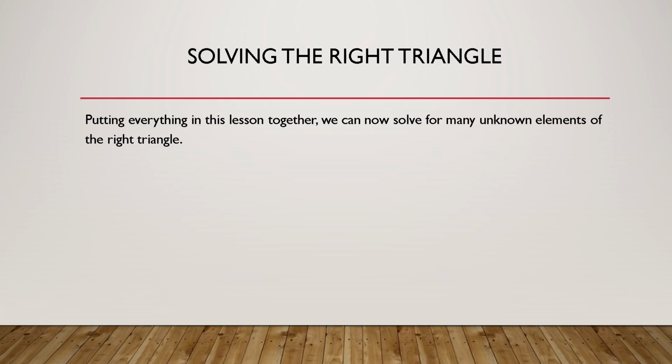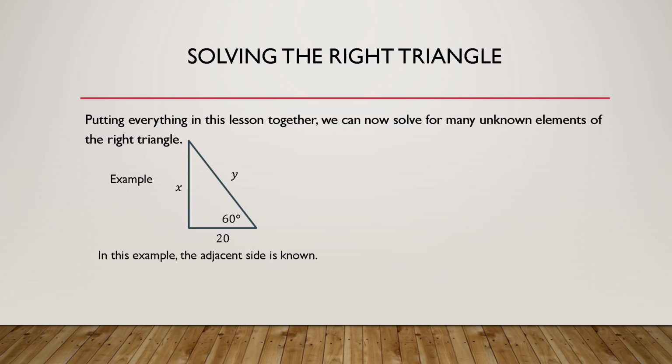Putting everything in this lesson together, we can now solve for many unknown elements of the right triangle. In this example, the side of the triangle adjacent to the known 60-degree angle has a non-unit value of 20. The opposite side is listed as x and the hypotenuse is y. To find y, we remember that cosine is the adjacent over the hypotenuse, so cosine 60 degrees is equal to 20 over y. If we solve for y, we get y is equal to 20 over cosine 60 degrees.